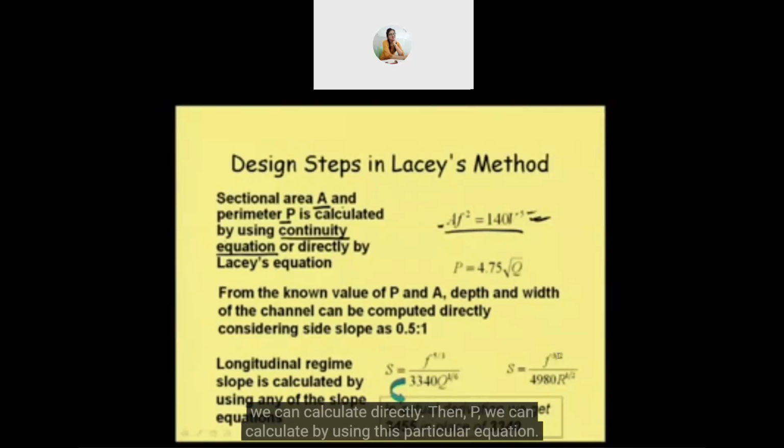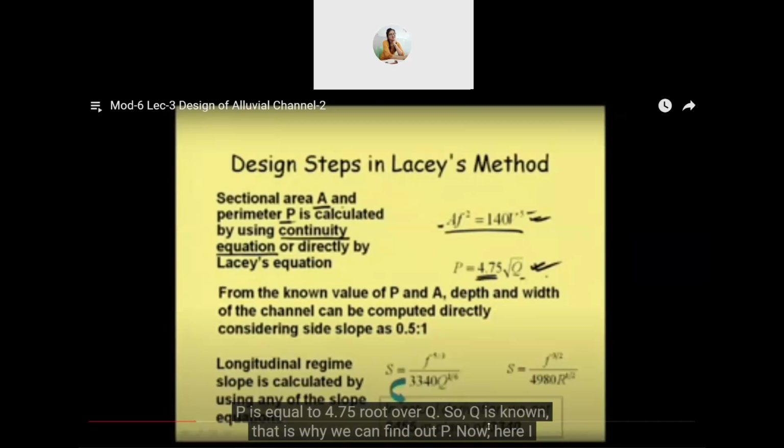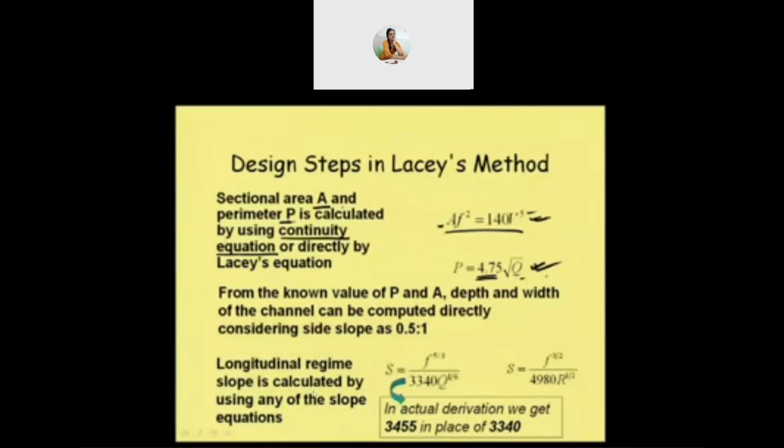And that we can calculate directly. And then P we can calculate by using this particular equation. P is equal to 4.75 root over Q. Well, Q is known, that's why we can find out P.